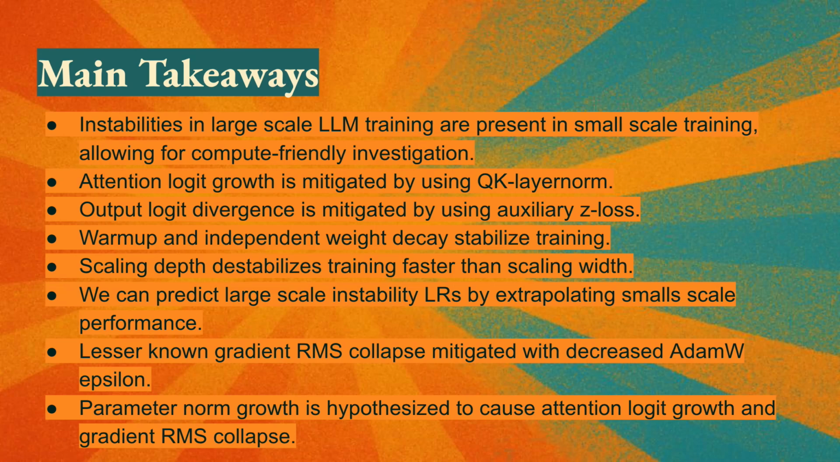Warmup and independent weight decay stabilize training. Scaling depth destabilizes training faster than scaling width. We can predict large-scale instability learning rates by extrapolating small-scale performance. The lesser-known gradient RMS collapse is mitigated with decreased AdamW epsilon. And parameter norm growth is hypothesized to cause attention logit growth and gradient RMS collapse.